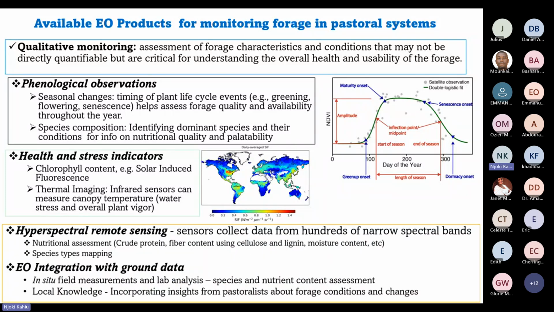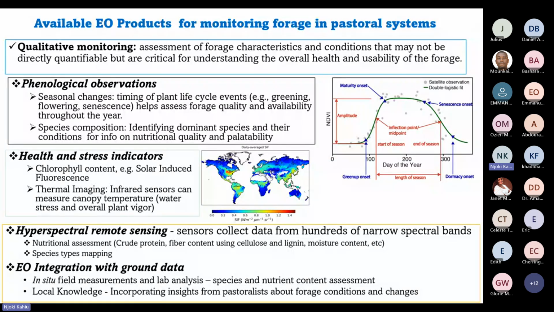We also have hyperspectral remote sensing, which is able to collect data in hundreds or thousands of spectral bands. This has been used either in the field or in a lot of satellite products. A couple of years ago we had Hyperion, and I don't remember exactly what the European countries were using before, but I know there was a hyperspectral remote sensing satellite that collected data with multiple spectral bands, and this was being used for nutritional assessment: crude protein, fiber content, cellulose and lignin.